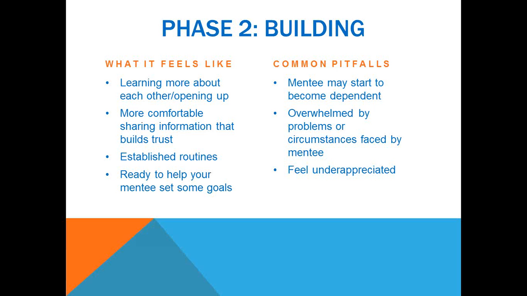So what are some common pitfalls that can happen during this phase? One of the common pitfalls that can happen during this phase is that your student may start to become too dependent upon you. So what would this look like? Your mentee may try to find ways to access you outside of school. They may want your email, your cell phone number. They may be putting in requests for additional meeting time. And they may start inviting you to activities outside of school.